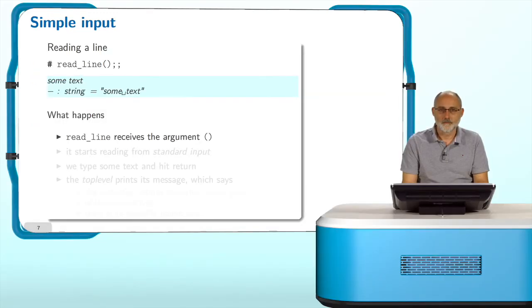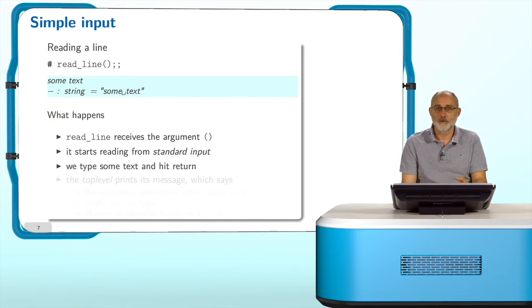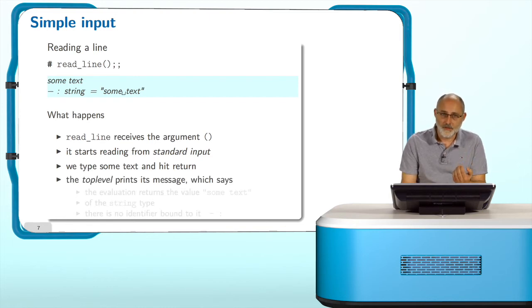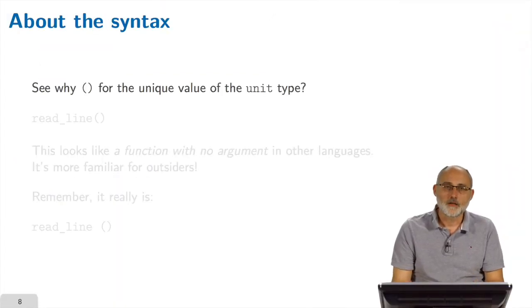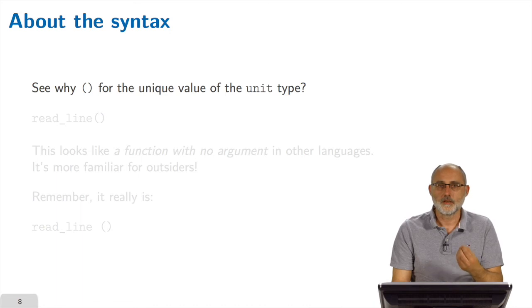What happens really? So read_line receives the argument unit, starts reading from the standard input. After we type some text and hit return, the top level prints its message which says the evaluation returns a value, the string, of the string type, and there is no identifier bound to it. Well, very simple: two situations, printing an integer or reading a line. Now I think we are ready to understand the particular choice of the syntax here. It should be easy to see now why for the unique value of unit type it has been chosen to use the open parenthesis, close parenthesis.